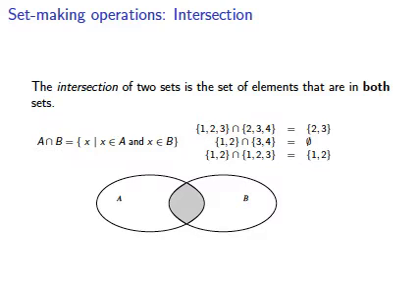Finally, if A is a subset of B, as the set 1, 2 is a subset of the set 1, 2, 3, then the intersection of A and B is identical to A. It is the set 1, 2 in this case.